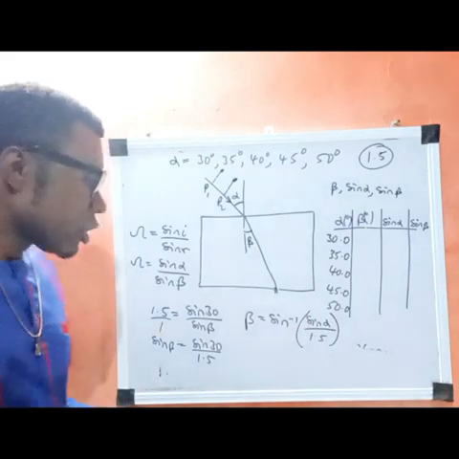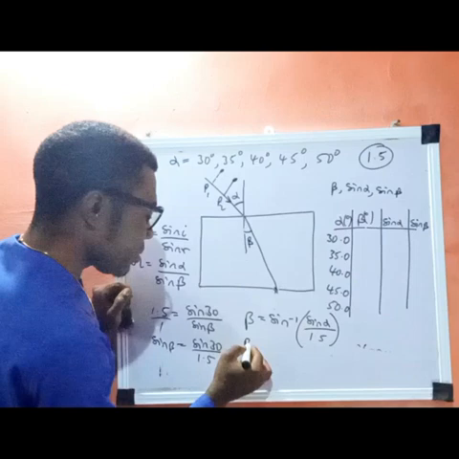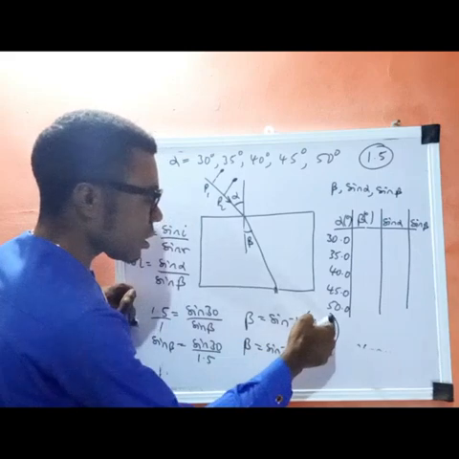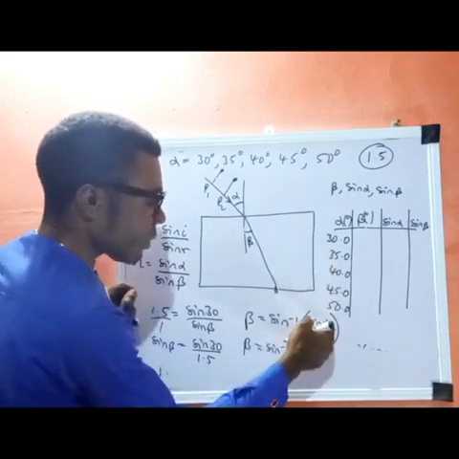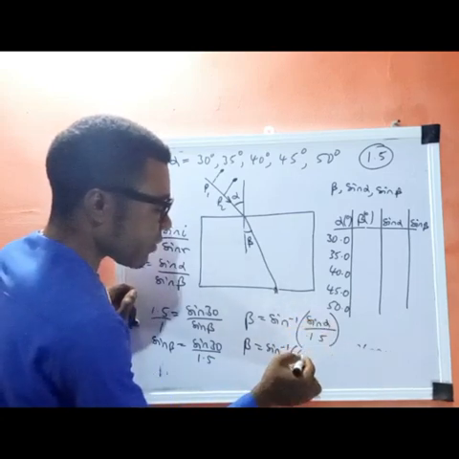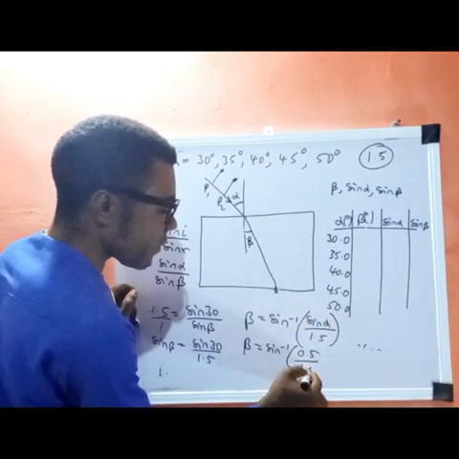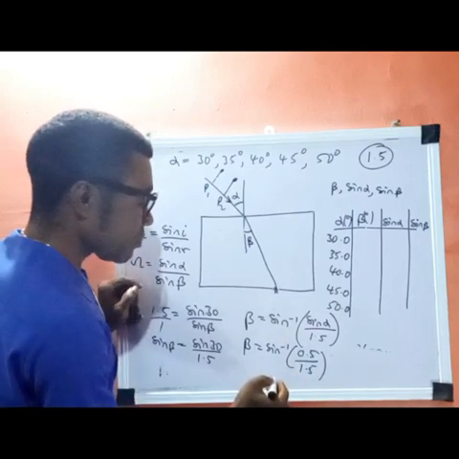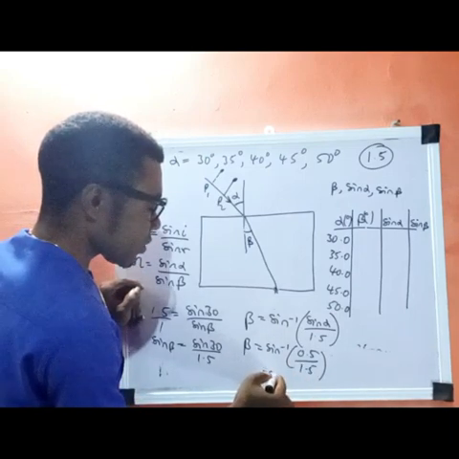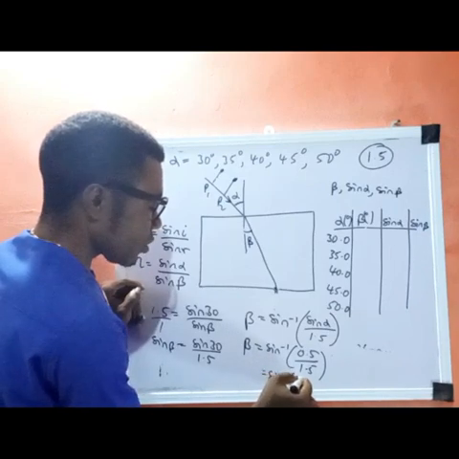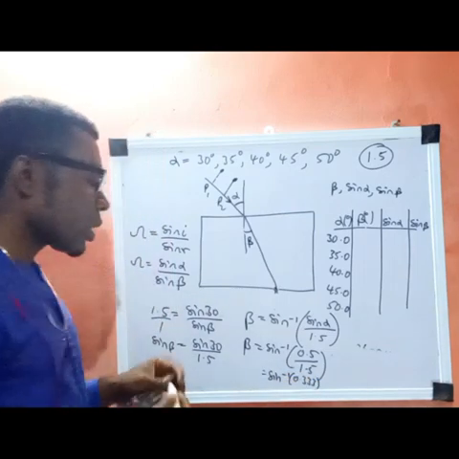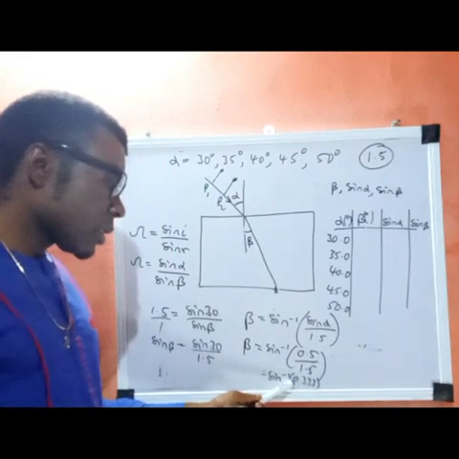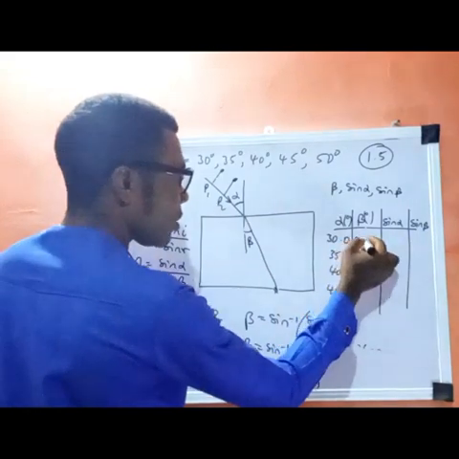I will use this as a formula to get my values here. So how do I do that? I'll say beta is equal to sine inverse. At the first instance, I have sine 30. I put 30 here, it becomes sine 30. Sine 30 is 0.5. That means I have 0.5 over 1.5, and 0.5 over 1.5 will give me sine inverse of 0.333. So if you do this, whatever you get here becomes your beta.